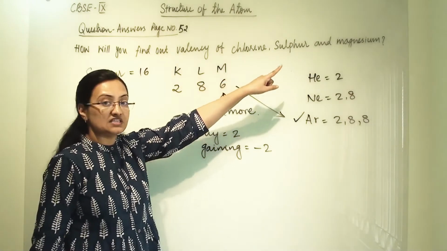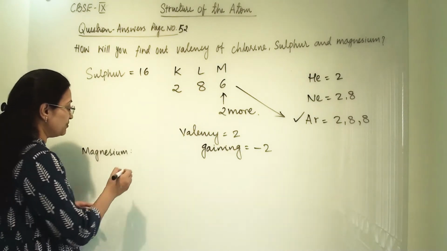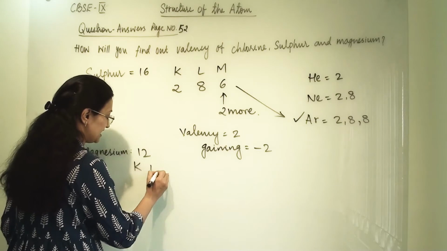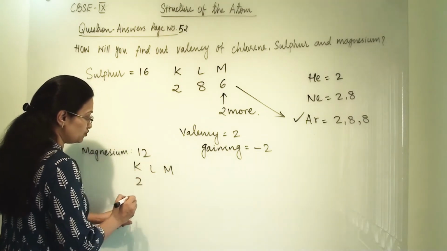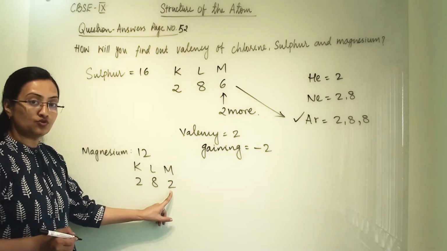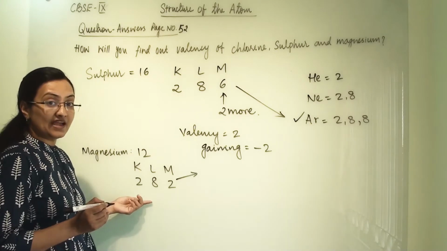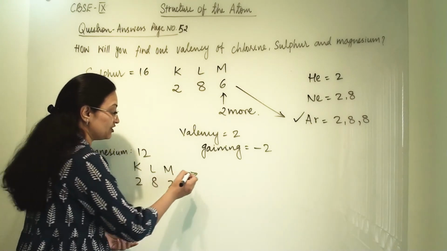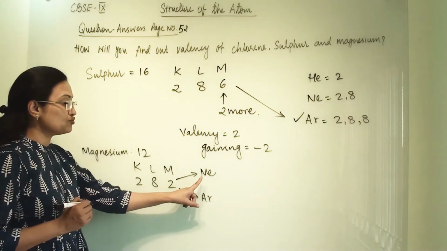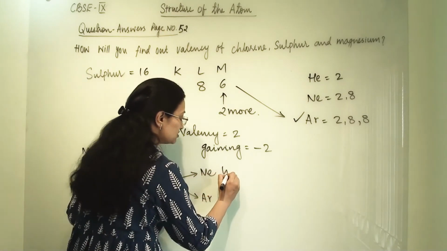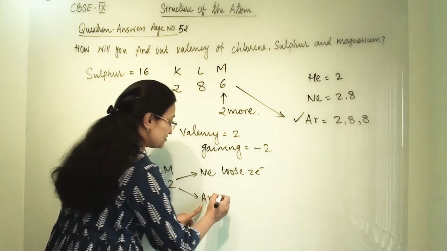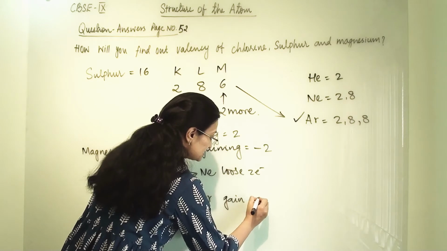Now similarly we will discuss magnesium. Magnesium's atomic number is 12. So let us write its electronic configuration. So it is K, L and M. Let us distribute it: 2, 8 and M will get 2. Now if we see the outermost shell, it has 2 electrons. It can achieve the nearest noble gas electronic configuration like neon, or it can be like argon. If it wants to be like neon, then it has to lose 2 electrons, and if it wants to be like argon, then it has to gain 6 electrons.